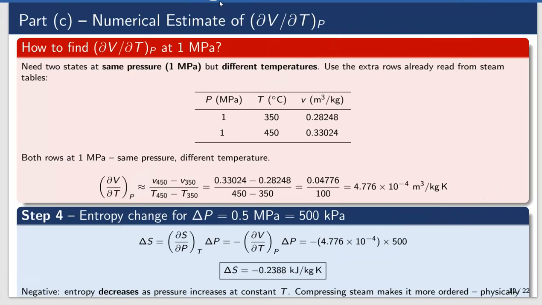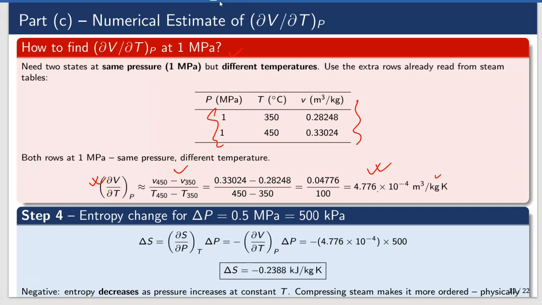So first find out dou V by dou T at constant pressure at 1 megapascal. For that we need data at two different temperatures, because we have to do interpolation. From these two data points, using interpolation, we'll get dou V by dou T at constant pressure, because the pressure is constant and the temperature is different. Based on that we can easily get the slope dou V by dou T at constant pressure: 4.776 into 10 to the power minus 4 meter cube per kg Kelvin.